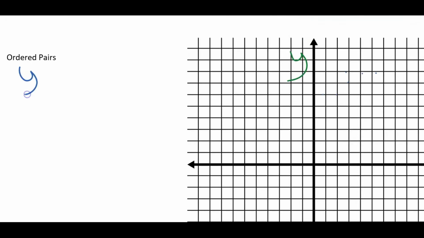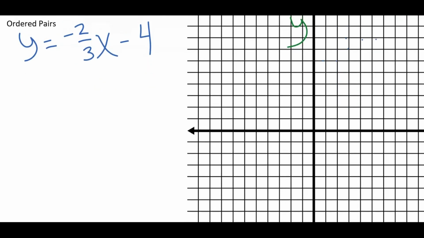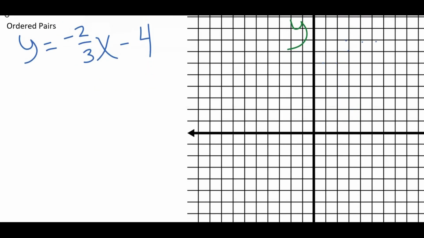Now, it doesn't always have to be positive numbers. Let's say I had y equals negative 2/3 x minus 4. You can have negative slopes, you can have negative y-intercepts. It doesn't really change anything. But if that was the line I was told to graph, I would say, okay, this is my slope, my rise over my run, and this is my y-intercept. It's just telling me where to start.